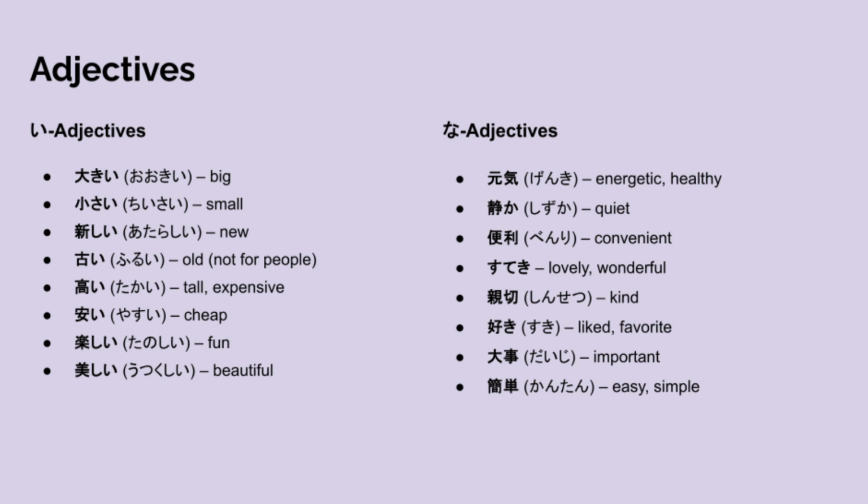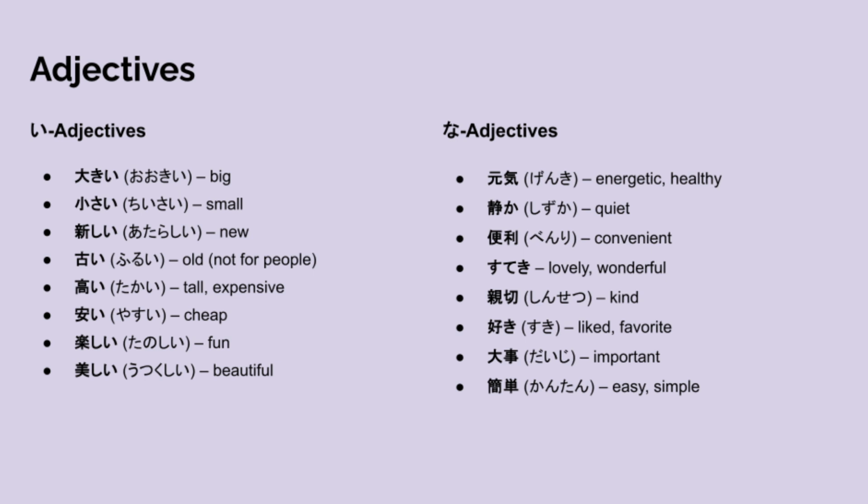Then we'll switch to the na side. Genki is energetic or healthy. You've probably heard the phrase genki desu ka, meaning how are you? The literal translation is are you well? Are you healthy? That's just the literal versus what you actually say. So genki can be used in other contexts also. Shizuka is quiet. Benri, convenient. Suteki is lovely or wonderful. Shinsetsu is kind. Suki is liked or favorite, which we will talk about later. That's a very important one. Daiji is important. And kantan is easy or simple.